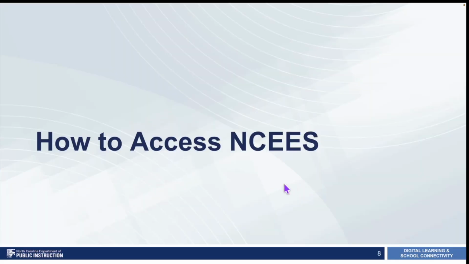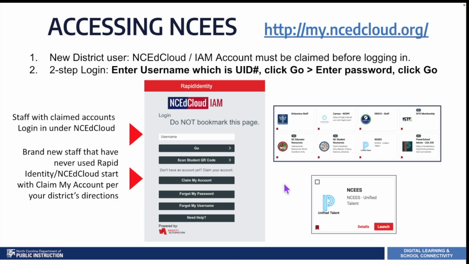How do you access NCEES? Well, accessing NCEES, you have to access it through NC Cloud. The very first time you log in, you will have to claim your account. And so NC Cloud is a single sign-on. And within that single sign-on, there's lots of different apps or websites that you can access or programs that DPI offers. And you will see here that once you get there, your username is going to be your 10-digit UID. You're going to click go after you enter that.